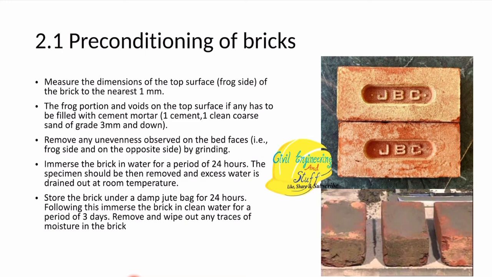So for this, what we do is that the bricks are, first of all, the frog side of the brick or the top side of the brick are first of all coated with the mortar containing 1 part cement, 1 part sand, right, and water. So the top layer is coated with the mortar.